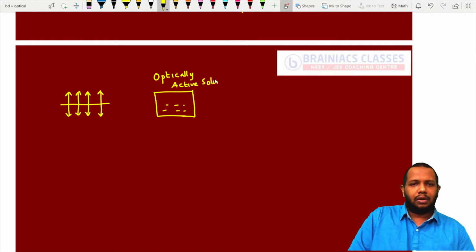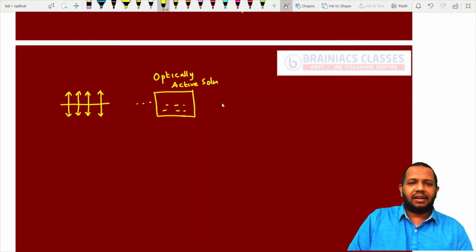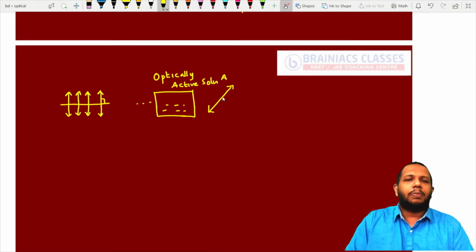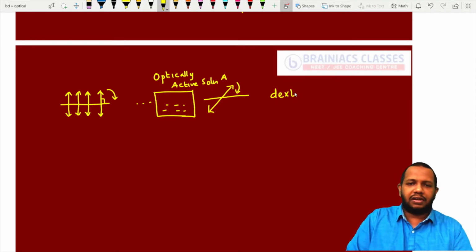Now when you pass this light through it, if it is optically active, it will get rotated. You know that this is at 90 degrees with this one, correct? Let me say this is optically active solution A. On passing the plane polarized light through optically active solution A, you can see it has rotated towards the right. This type of optically active compound is called dextro, or it has resulted in dextro rotation.